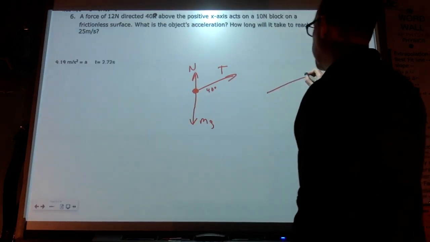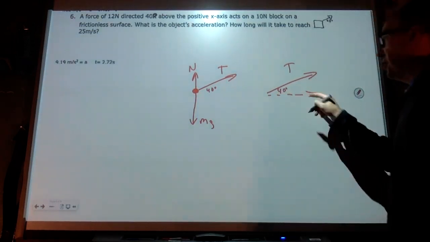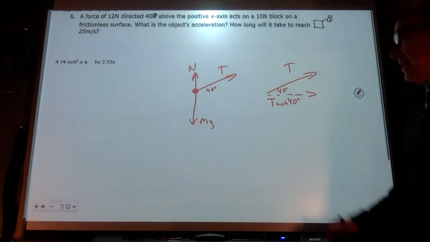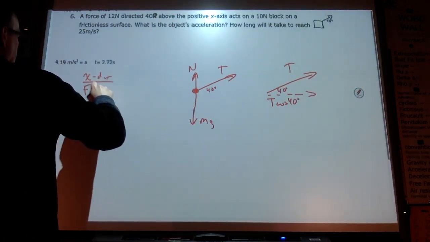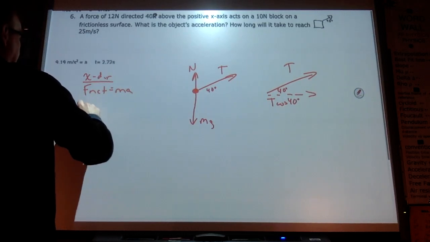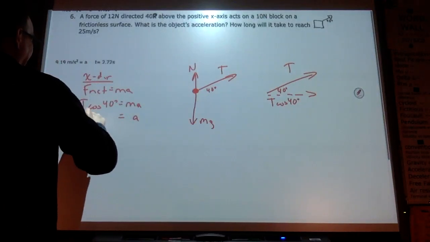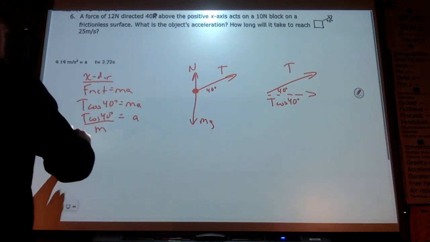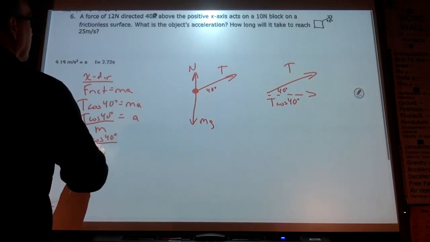All right, so I have to do this separately, and I want to get Tx. So this is my adjacent side. This is going to be T cosine 40. So in the x direction, F net equals ma. I can see that. There's no other force acting there, right? So I'm going to have T cosine 40 equals ma. So a is going to be T cosine 40 divided by m. So this is 12 cosine 40 divided by, oh, they got us here.